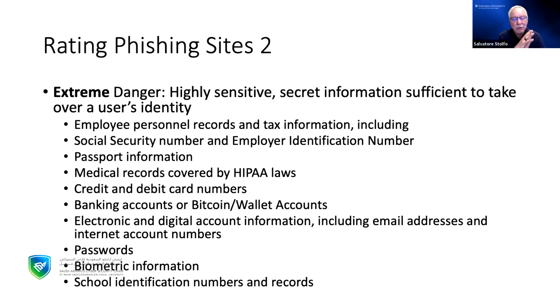But the extreme ones are PII, personally identifying information that is highly sensitive. US Social Security numbers, bank information is always on the top of the list. Logins to Bitcoin wallets and so forth. Biometric information. All of this that I'm listing here is what we have seen in real websites, fake phishing websites. So the information that's being gathered by these attackers is very, very significant. And that's why I label it extreme danger.